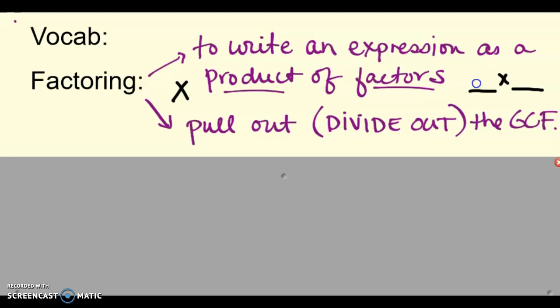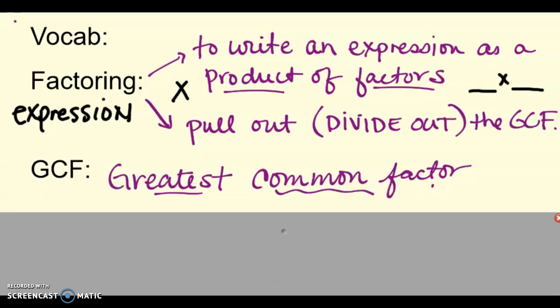And then our definition two, quite simply, is going to be to pull out or divide out the greatest common factor. So when we ask you to factor an expression, we mean figure out what the GCF, or the greatest common factor, is, and divide it out. And then we're going to rewrite that expression in factored form.